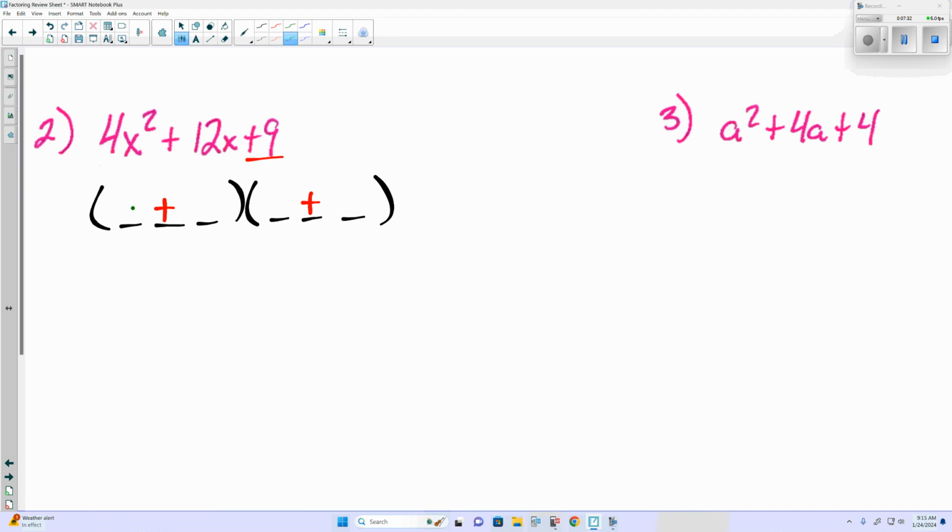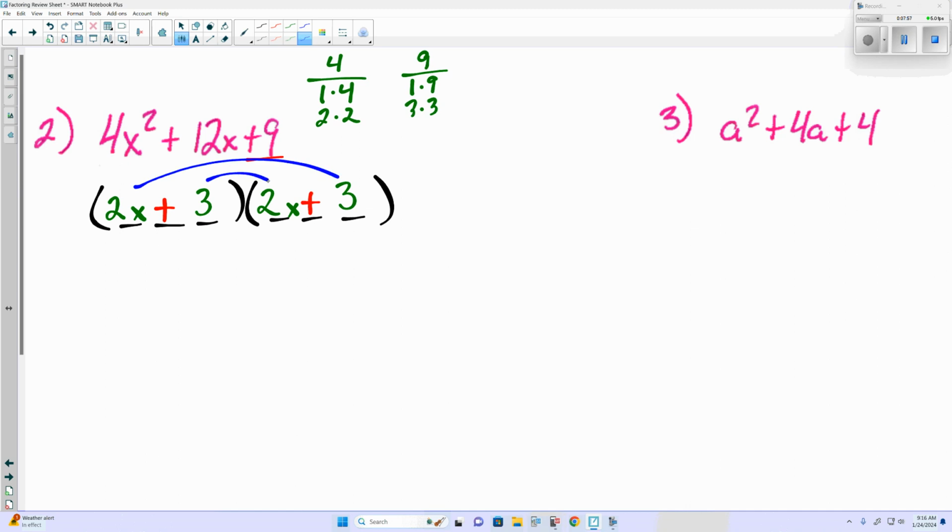4x squared, well, we will have x and x, and yes, because with 4, we do have 1 and 4, or 2 and 2. And we can start off with 2 and 2, because we just need to pick one of those sets of factors. Factors of 9 are 1 and 9, or 3 and 3. And we can start off with 3 and 3. Now, we didn't check the last one, but we can check this one here. 2x times 3 is 6x. 3 times 2x is positive 6x. And 6x plus 6x is 12x.